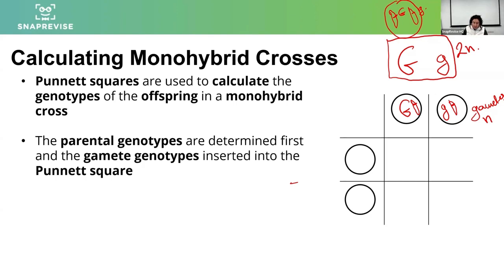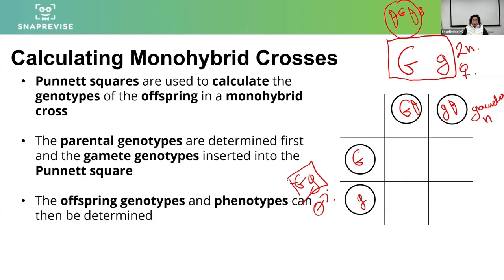So let's say that, for example, this is the female parent, and the male parent is also heterozygous for this trait, and here are the other parent's gametes. So then we just literally go ahead and fill in the Punnett square, determining the possible genotypes first of the offspring.